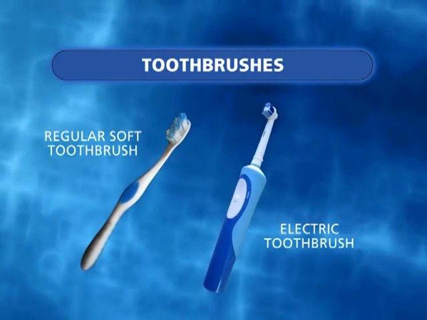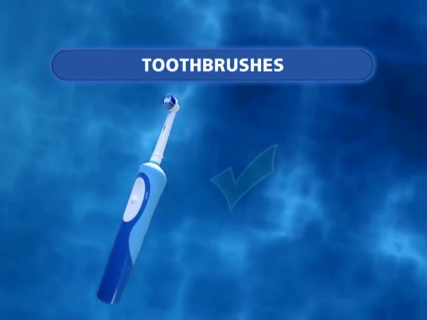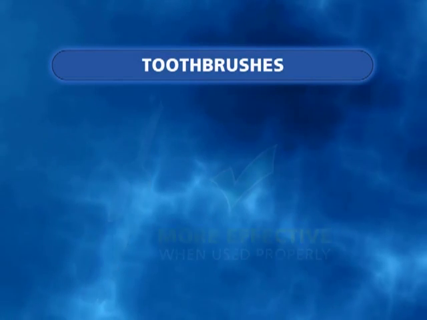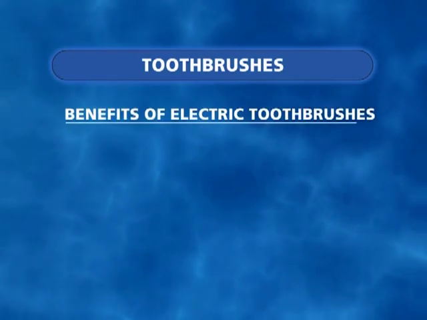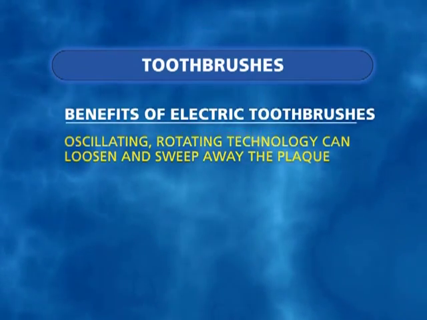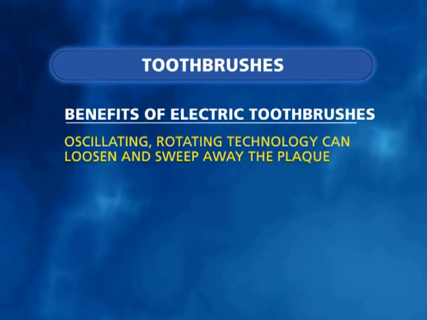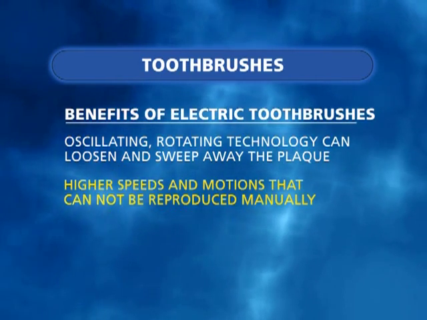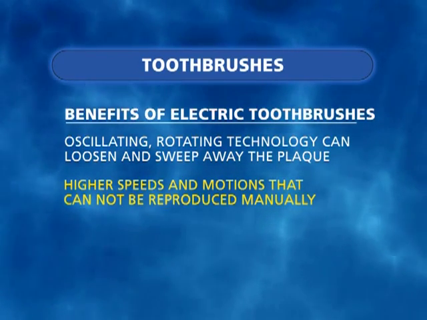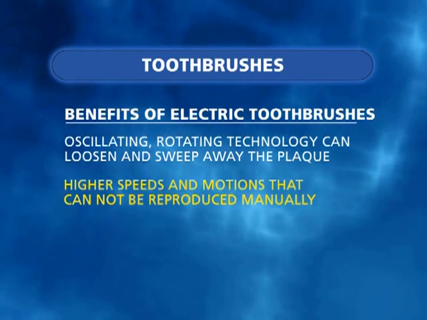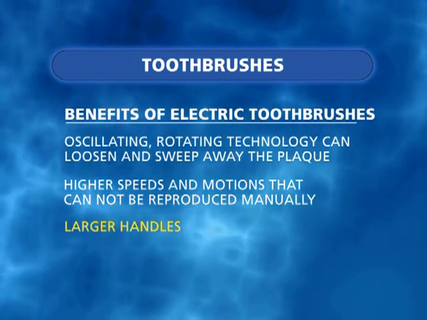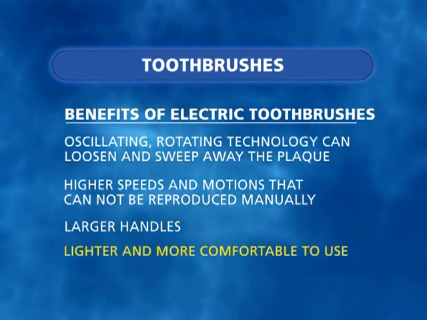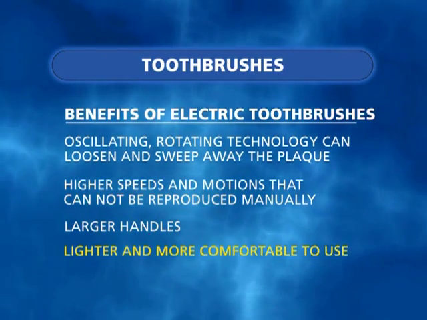Some research has shown that electric toothbrushes can be more effective than manual brushes when used properly. There are a number of reasons for this. Oscillating, rotating technology can easily loosen and sweep away plaque. Electric toothbrushes have higher speeds and motions that cannot be reproduced using a manual brush. They have larger handles that can be good for some residents. In recent years, electric brushes have become lighter and more comfortable to use.